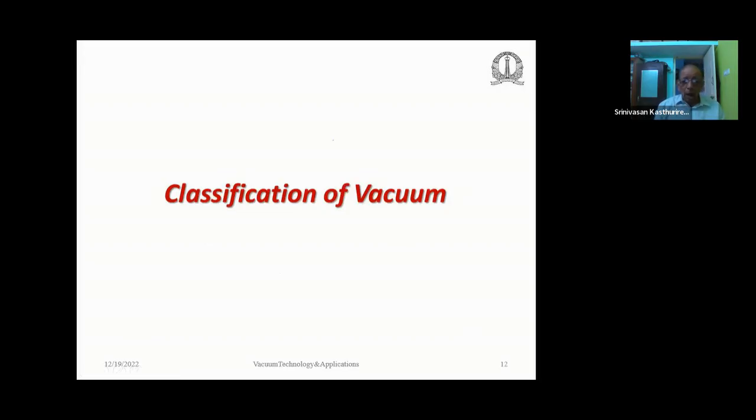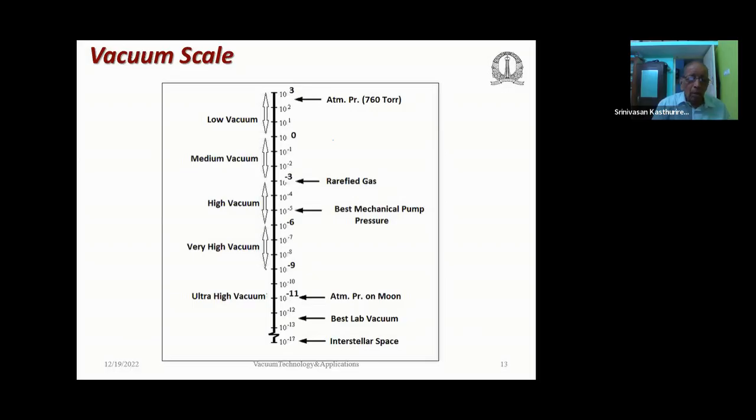Okay. How do you classify vacuum? Vacuum can be classified. First I told you vacuum refers to anything below atmospheric pressure. That is, atmospheric pressure is say 1 bar or 1 atmosphere, which is 760 millimeters of mercury. Anything below this, you call it vacuum. So you can have different levels of vacuum.